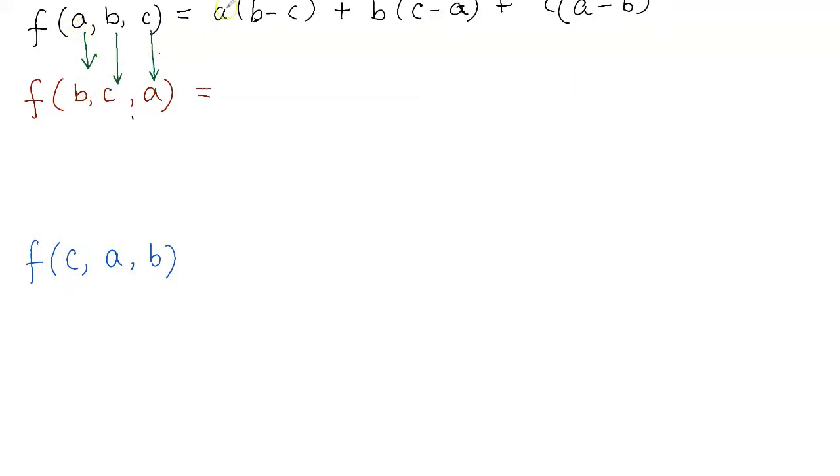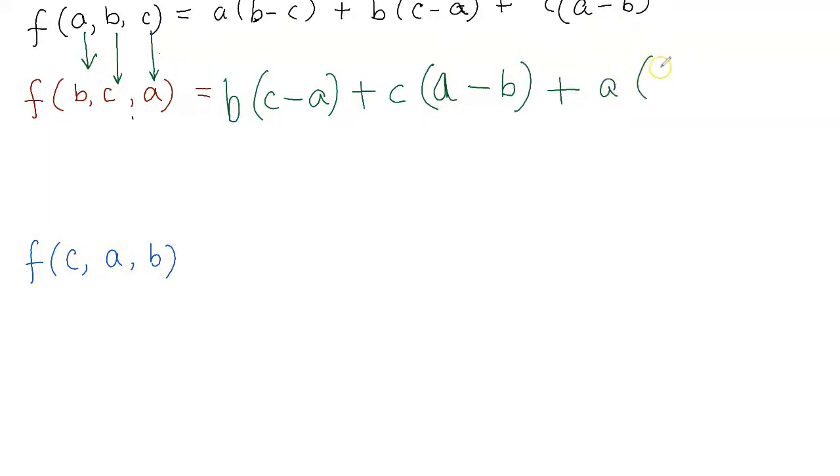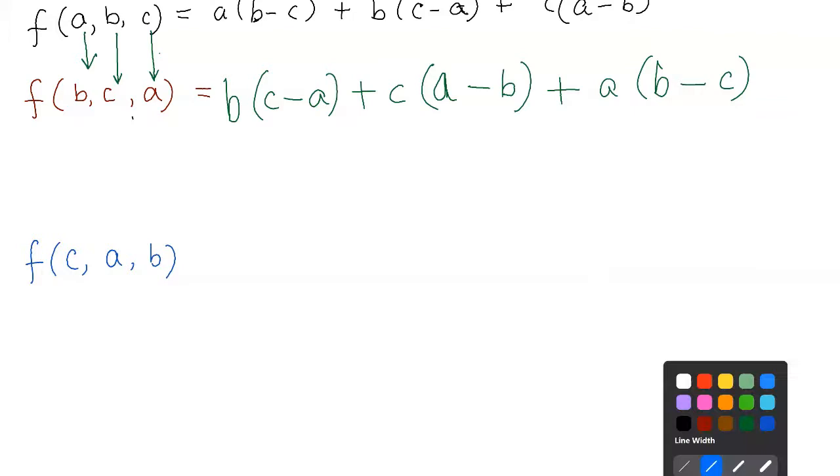So we will replace a with b. Instead of b, we will write c, and instead of c, we will write a. So it becomes b(c minus a) plus c(a minus b) plus a(b minus c). So if you see, this one is the same function. Now we will do the other one.